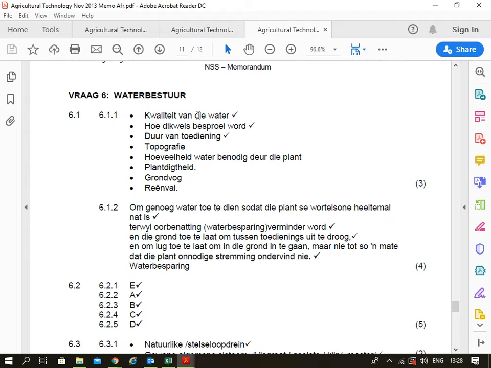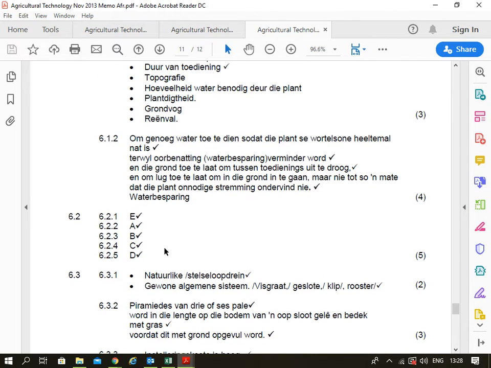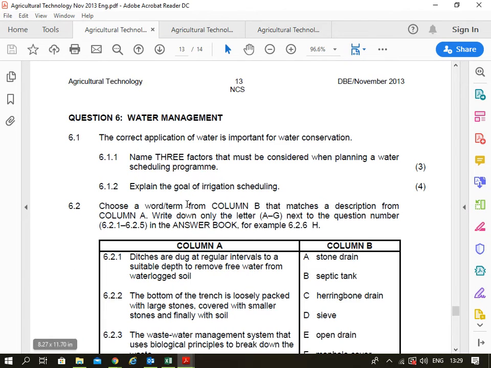Ons gaan nou maar uitkom. Plantdigtheid, grondvog en reënval. So the plant density, the level of water in the soil and also our rainfall and also look at your cost, kyk na jou koste. Kom ons gaan gou aan.